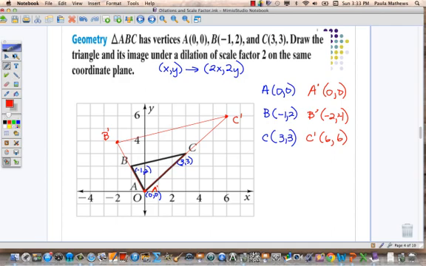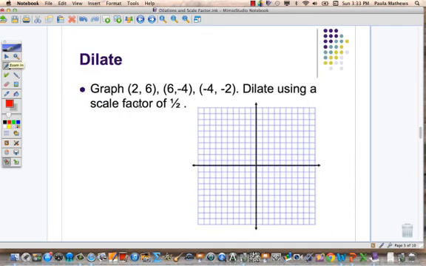All right, so let's look at another one. We're going to first graph some points. So we're going to graph 2, 6. So let's see, 2, and then 6: 1, 2, 3, 4, 5, 6. So there's the point 2, 6.